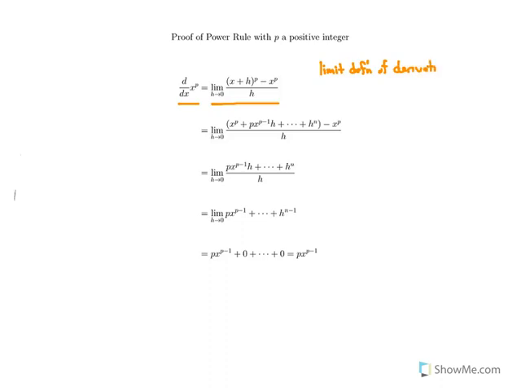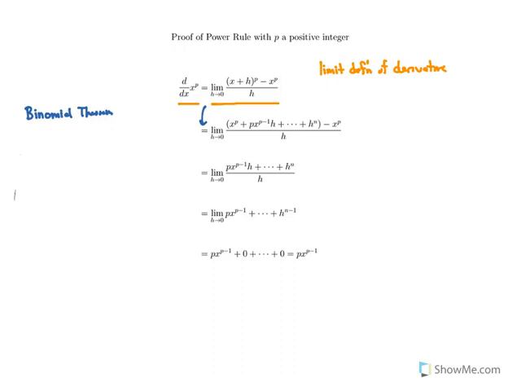Our function is x to the p. We replace x plus h with the x, and then subtract the function. And then note that we are using the binomial theorem to rewrite x plus h to the p as x to the p plus px to the p minus 1 h plus on and on h to the n.